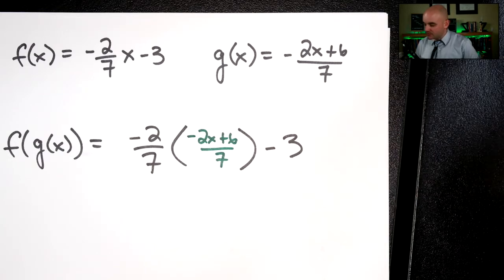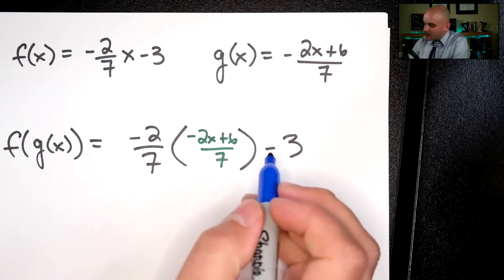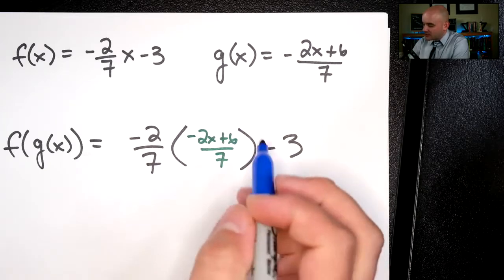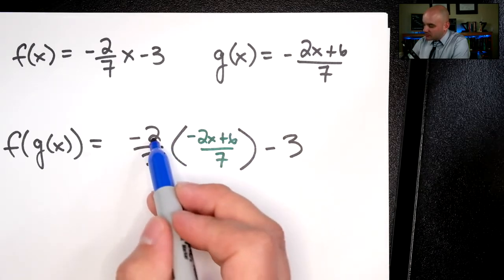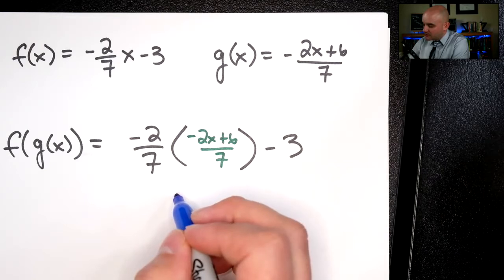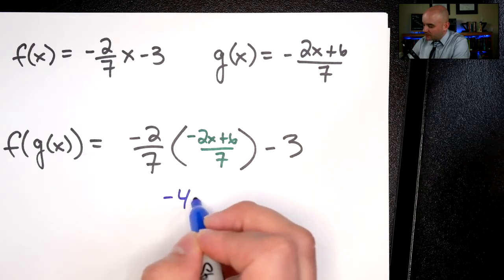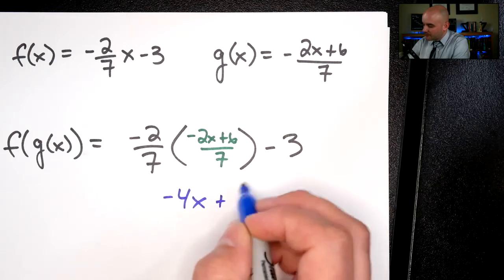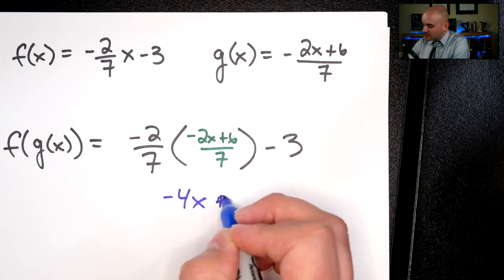This is how we show two functions are inverses to one another. So now we get the fun time of multiplying all this out and seeing if we get just x. When I multiply negative 2 times negative 2, I get negative 4x. Negative 2 times 6 is 12. Remember, when we multiply, sorry, it's negative 12.